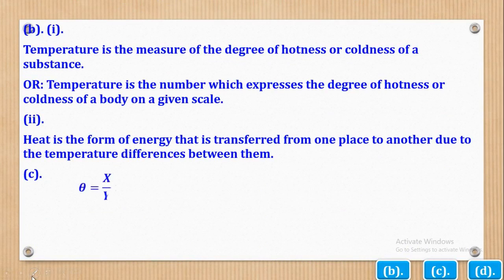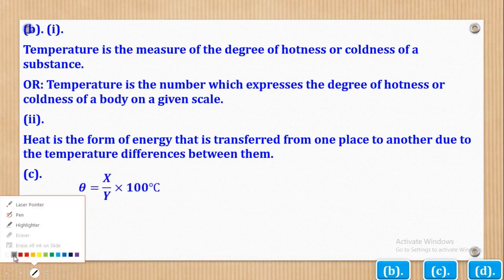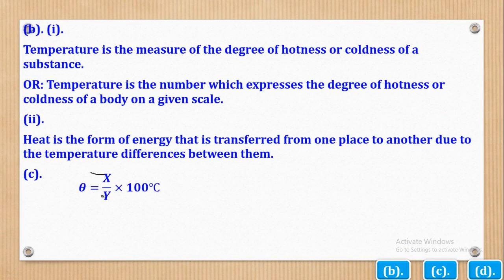So you come and state the formula. So x is the length of the mercury thread, this is the fundamental interval, so you come and substitute. Mercury thread was this, fundamental interval was that, multiplied by 100 degrees Celsius. Therefore the temperature is 35 degrees Celsius. That was part C. Now we shall go to part D.